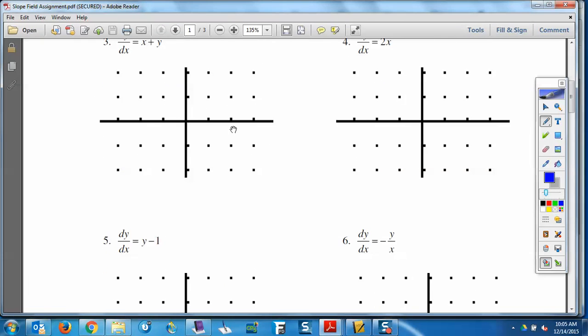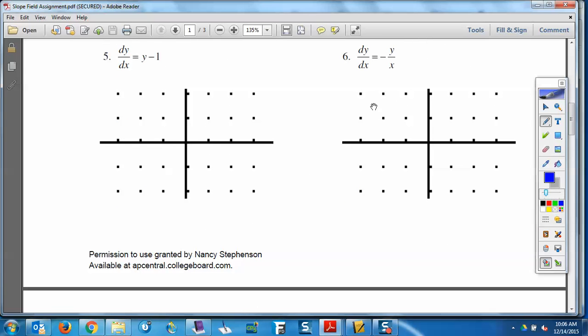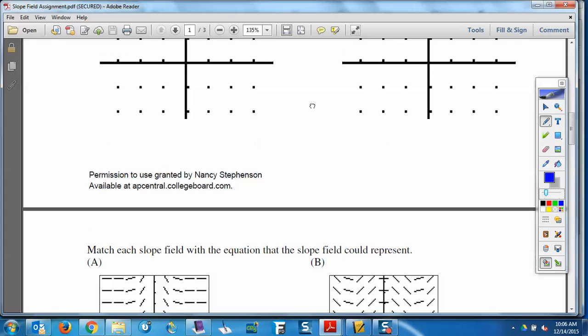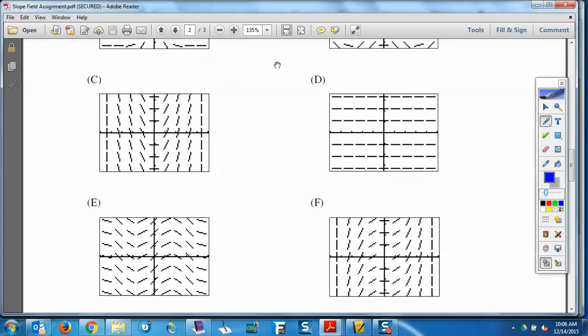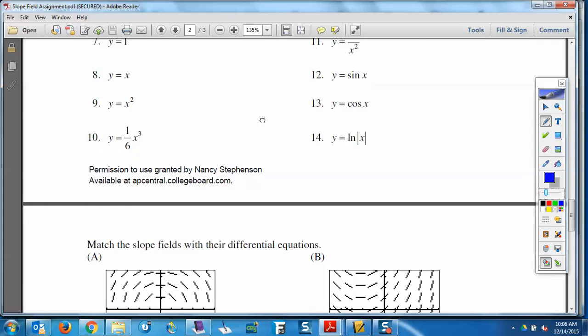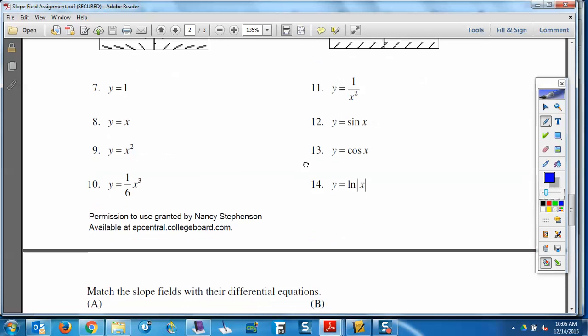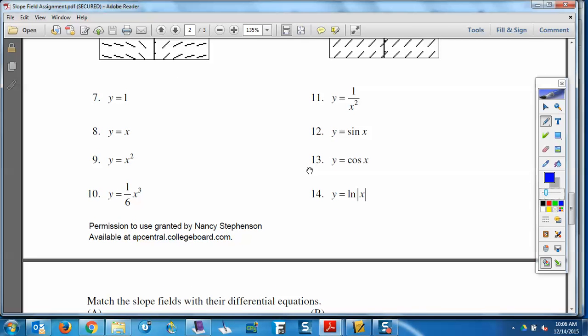And then, of course, our slope fields, and you know, 6 probably looks a lot like what we just talked about, although it was x over y, but it's probably very similar. And then you had to match these. Let's look at the matching ones. So what'd you have for 7?